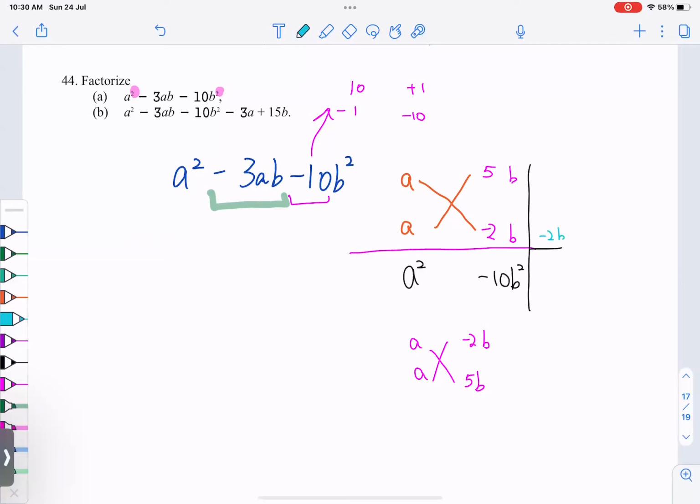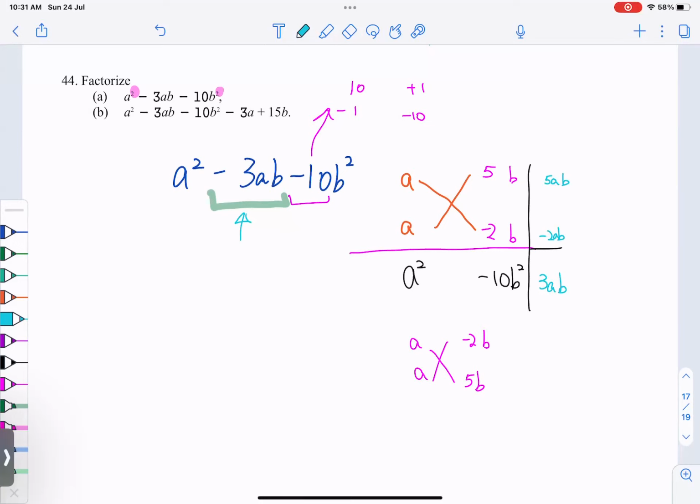Yep, -2b. A, sorry. And then how about A times 5b? Yep, 5ab. And then if you plus these two, what do you get? Yep, 5ab minus 2ab. What do you get? Yes, 3ab. But does that match here? Nope, nope, nope. So this is not the answer.